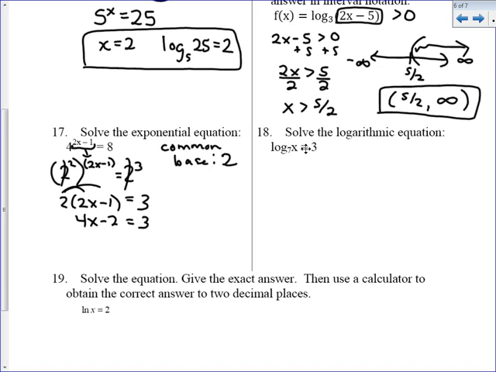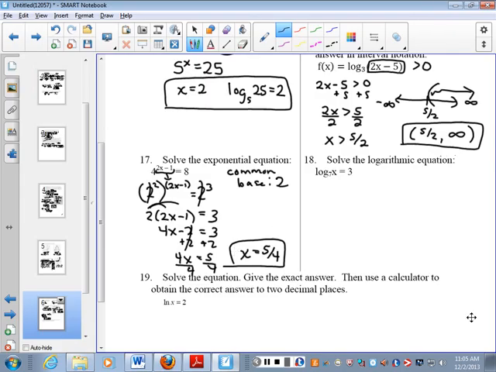And that's all I do there. And then we're left with a linear equation that we can solve. So I get x equals 5/4. But for exponential equations, what you're looking for there is your common base so that we can cancel it out. Questions? Emily?